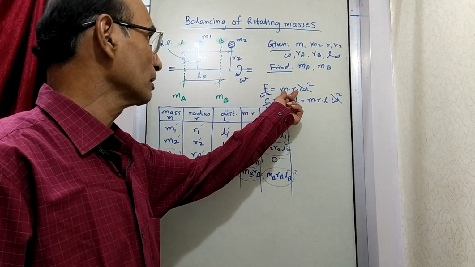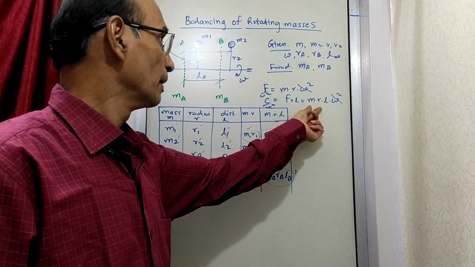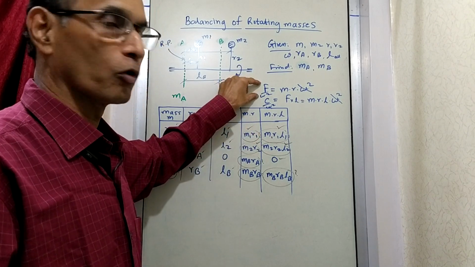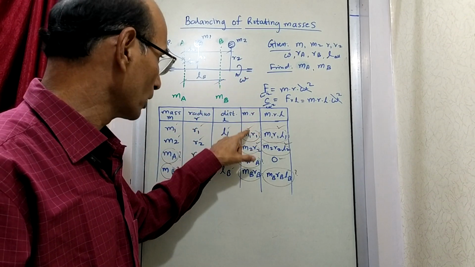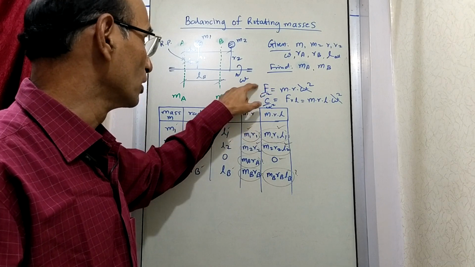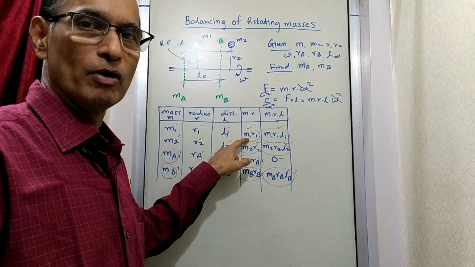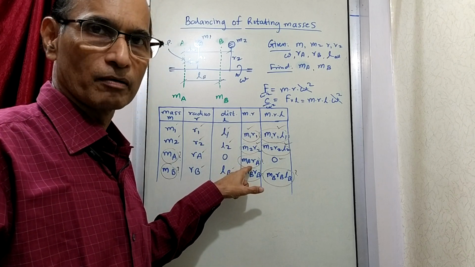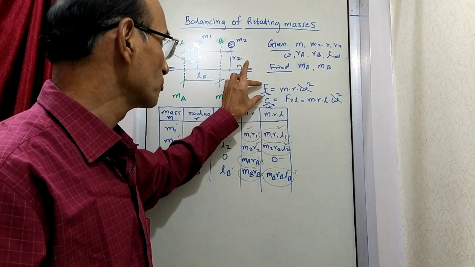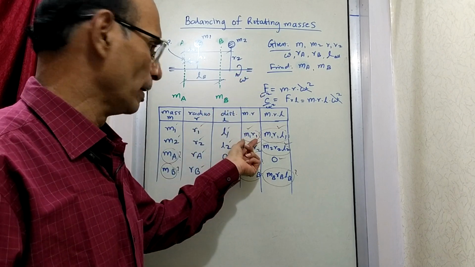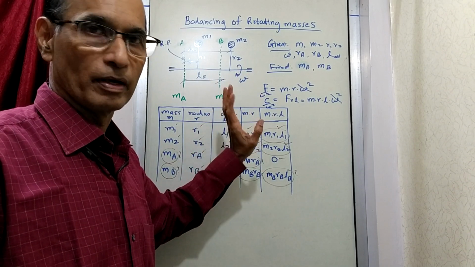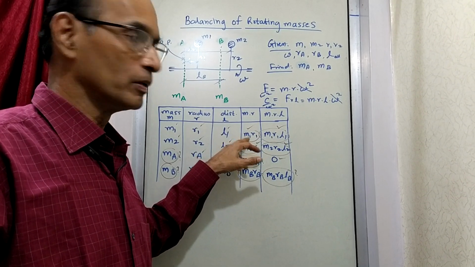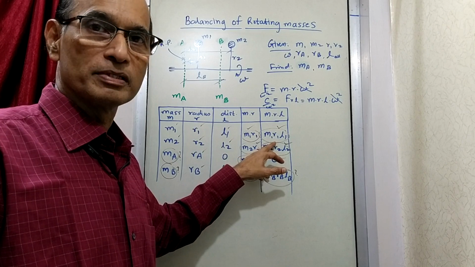So M into R is this. MRL is this. That means whatever is written here, M into R is force upon omega square. That means whatever is written is similar to F1. This is similar to F1. This is similar to F2. This is similar to whatever is force here. M into R is force upon omega square. So M1 into R1 is F1 upon omega square. So this is indirectly showing you what is F1. And so on, this is indirectly showing you what is C1.